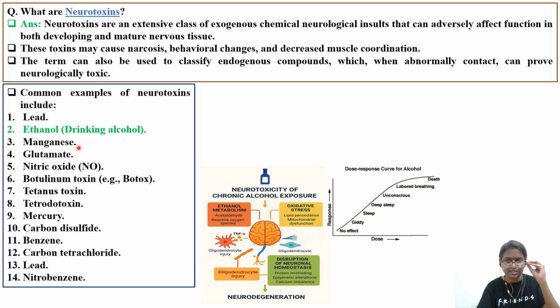For example, the metal manganese, how it is causing neurotoxicity, glutamate, excitatory neurotransmitters, nitric oxide, which might be in the case of cyanide poisoning and also might be a part of photochemical smog. Then we have botulinum toxin, Botox, and how it is causing neurotoxicity, tetrodotoxin coming from pufferfish or blue ringed octopus, the metal mercury, carbon disulfide, benzene, the solvent carbon tetrachloride, and nitrobenzene.